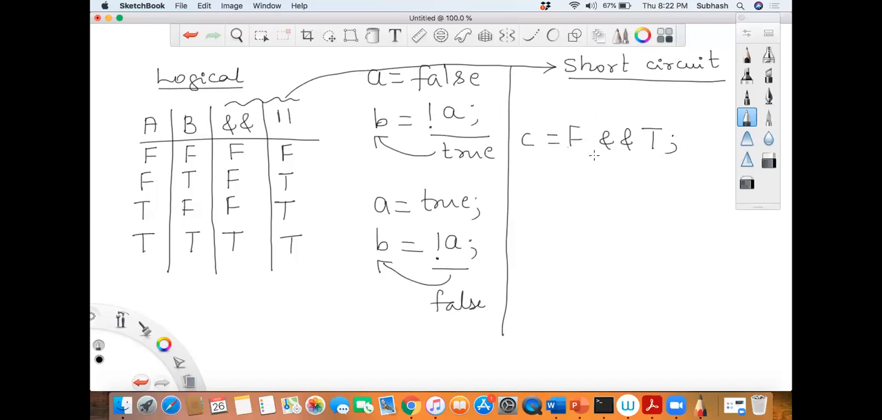The compiler says the first expression is anyway false, so why should I go and see what is on the right hand side? Whether it is true or false, I am not bothered, because at the end of the day this will become false only. Therefore, if the first expression happens to be false, I am not going to generate any instructions to evaluate the right hand side of the AND operator. That is why it is called a short circuit operator.